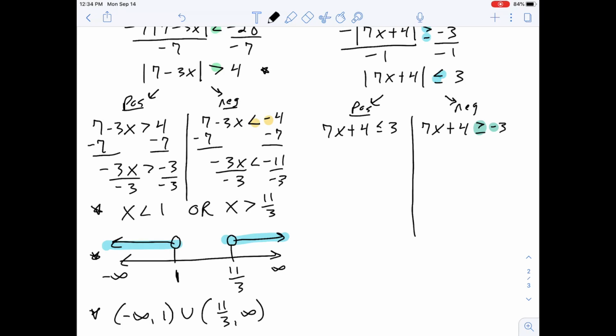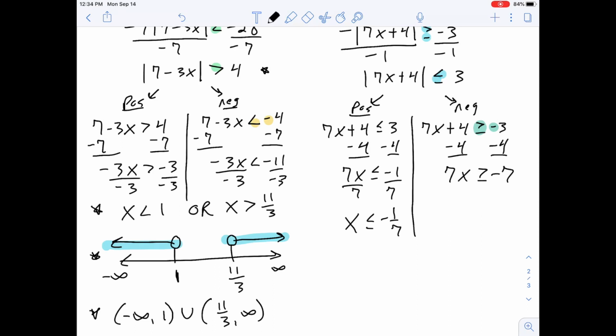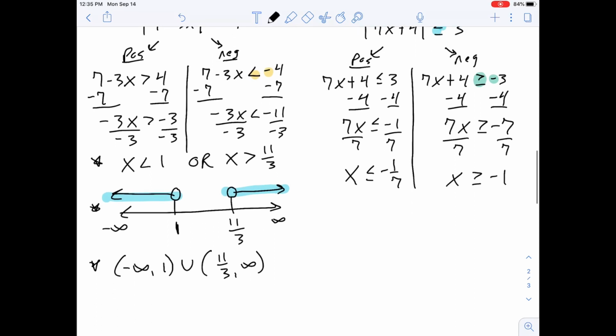So let's go ahead and solve these. I'm going to subtract 4. And I get 7x is less than or equal to -1. And then divide by 7. So x is less than or equal to -1/7. And that's okay. A lot of students get fractions and they think it's wrong. It's okay if you get fractions. So here I'm going to subtract 4. So I get 7x is greater than or equal to -7. And I'm going to divide by 7. I get x is greater than or equal to -1.